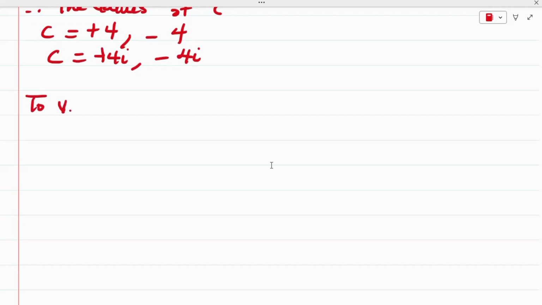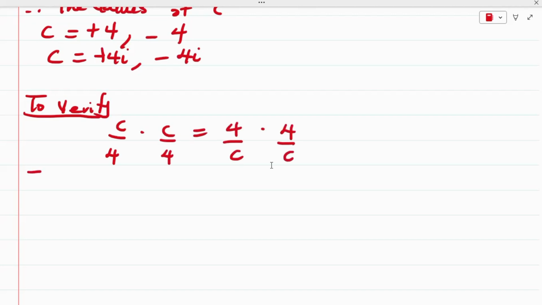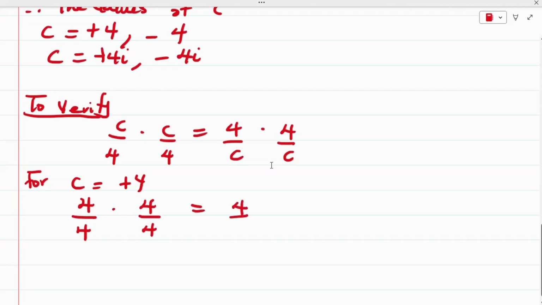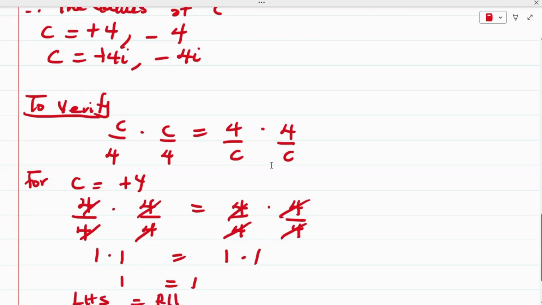So to verify, we have the original question to be c over 4 multiply c over 4 is equal to 4 over c multiply 4 over c. So we are going to start with c equals plus 4. This becomes 4 over 4 multiply 4 over 4 is equal to 4 over 4 multiply 4 over 4. So this cancels out this, this will cancel out this. So we have 1 multiply 1 is equal to 1 multiply 1, so this becomes 1 is equal to 1. And the left hand side is equal to the right hand side.